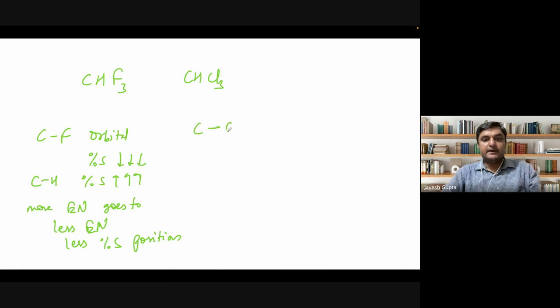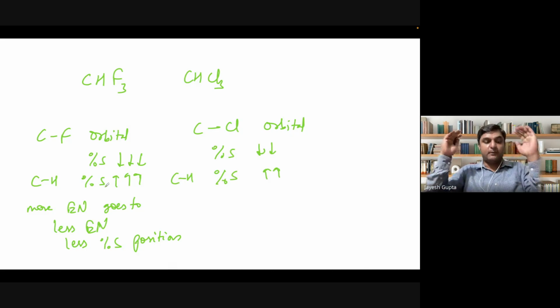Here, the carbon chlorine orbital: since chlorine is less EN than fluorine, percentage S will decrease by a lesser extent. So your carbon hydrogen percentage S will increase by a lesser extent. The more it increases, the more percentage S, the bond will be shorter and your bond length will decrease. So in this way.